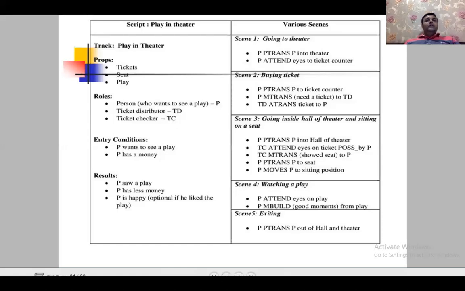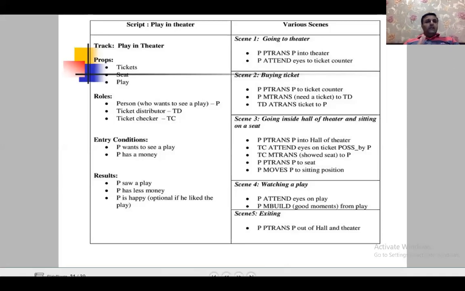Now TD A trans ticket to P. He is asked how many tickets are needed. He specified the number, and accordingly he paid. In return, he will give the exchange of money, whatever will be there, and the tickets. So ticket distributor A trans ticket to P. Hope it is clear now.